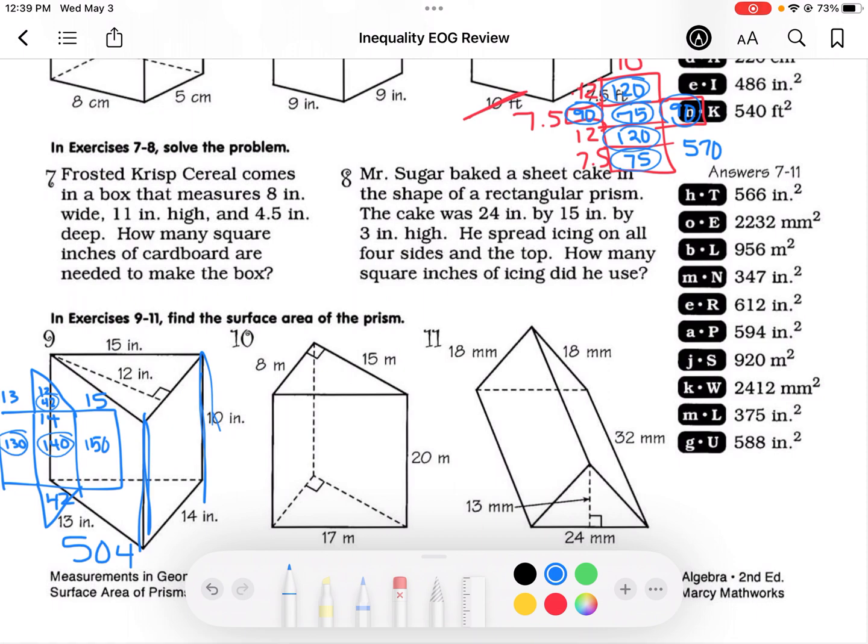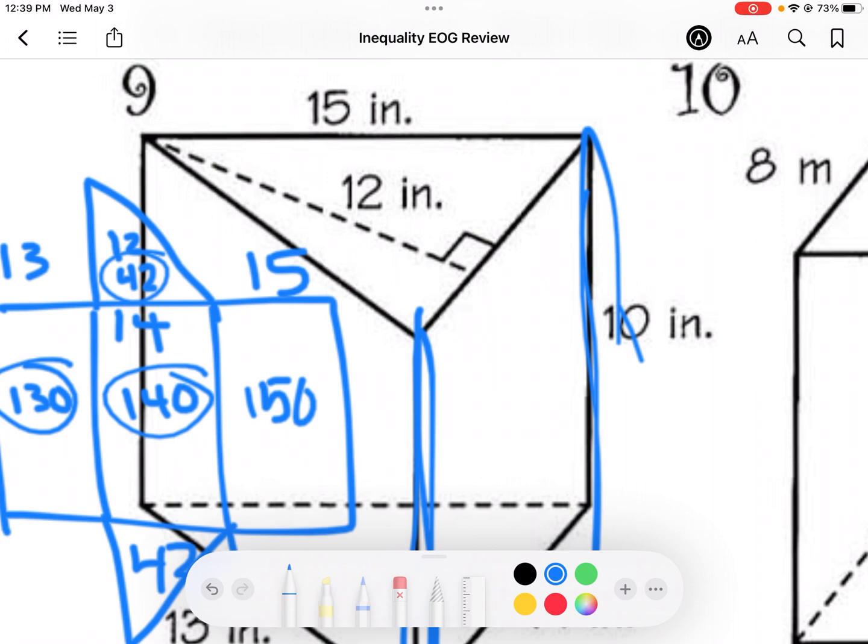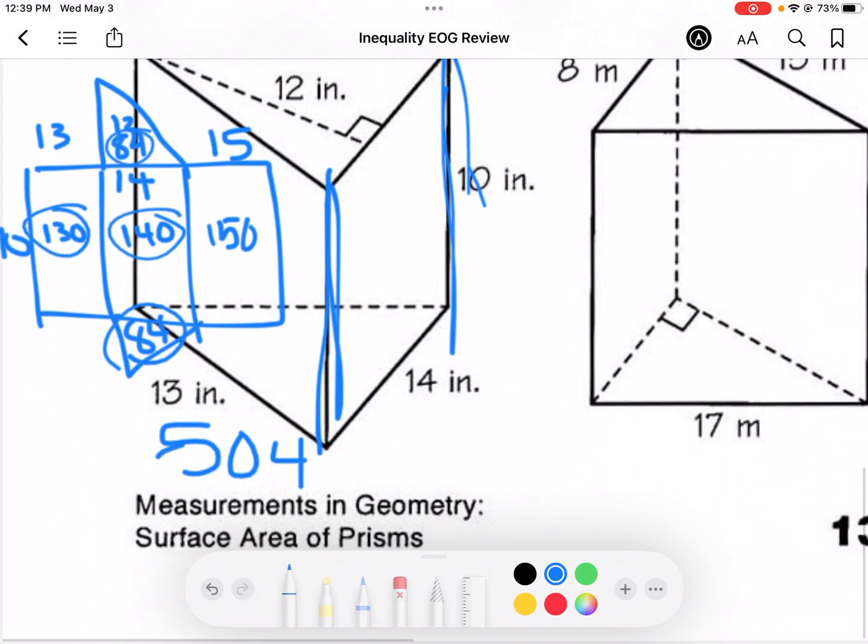Oh, hang on. 12 times 14 divided by 2 is 84, not 42. No wonder that's wrong. Okay, let's add them up again. I get 578. Well, that makes me feel better.